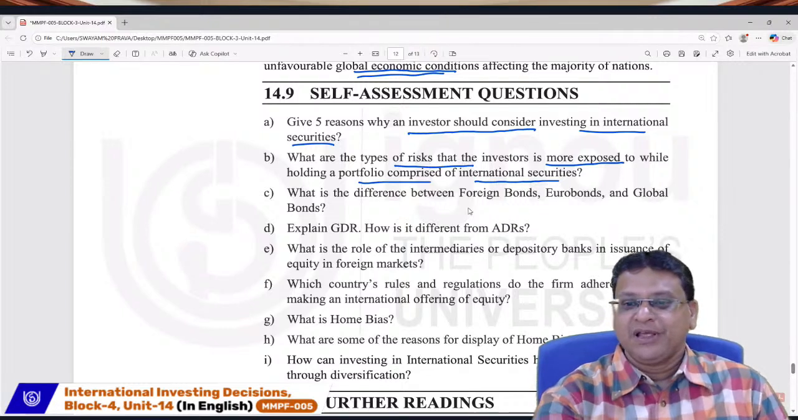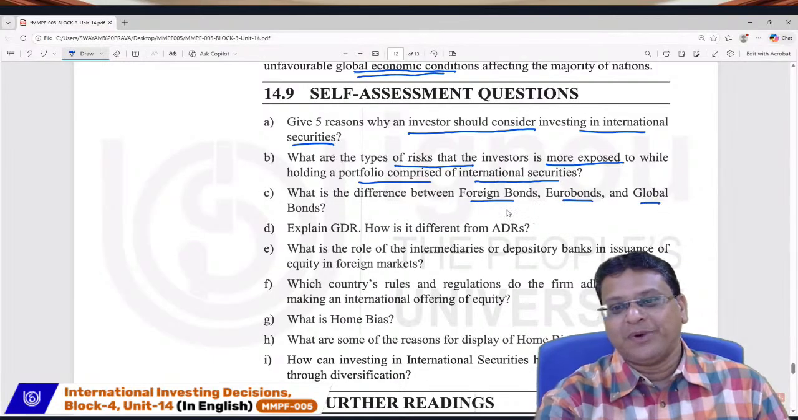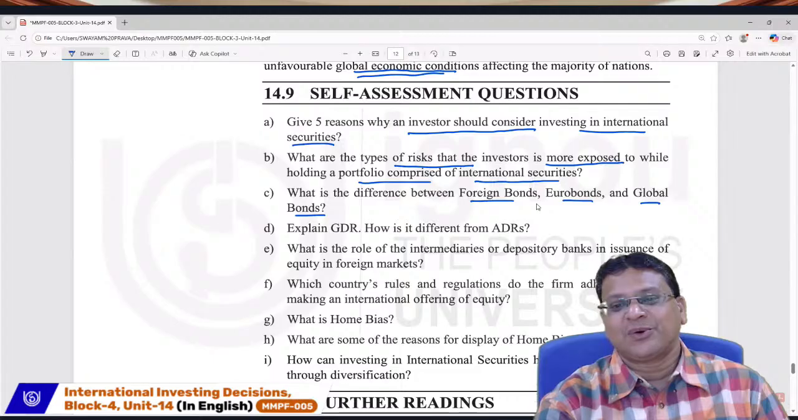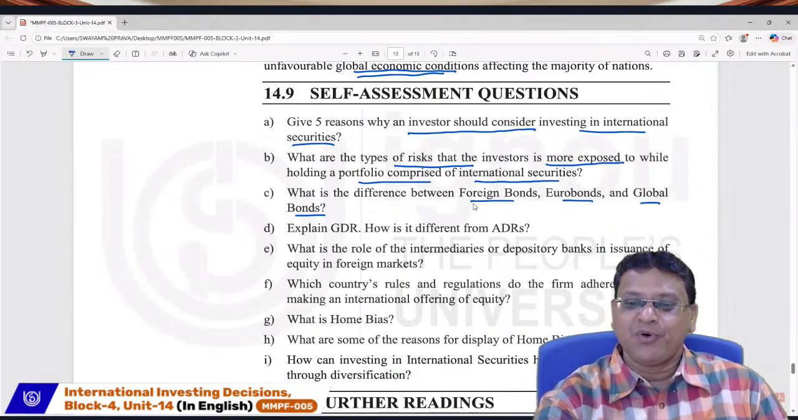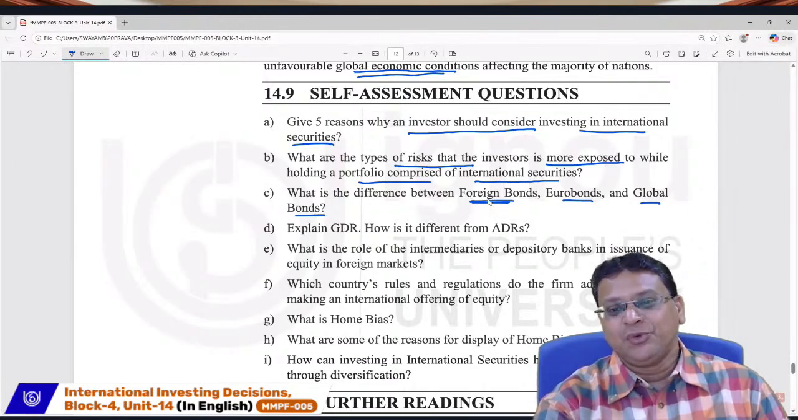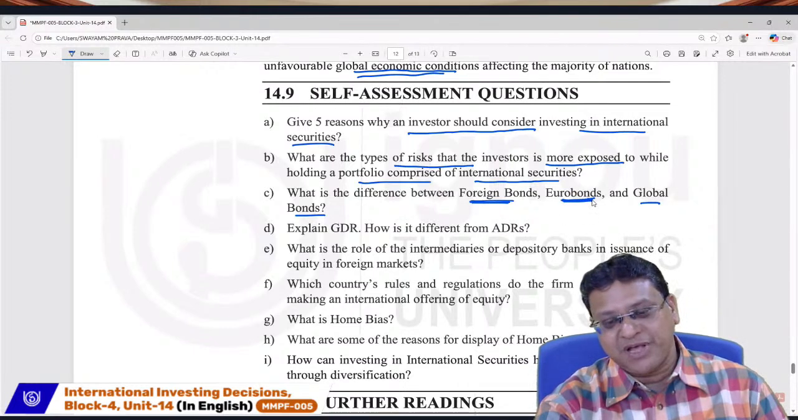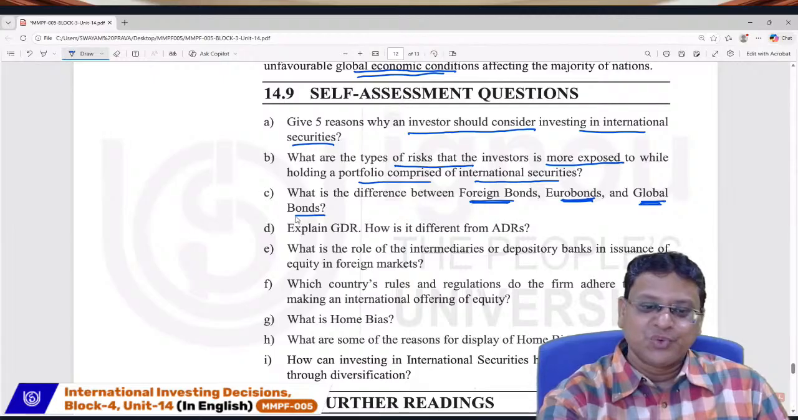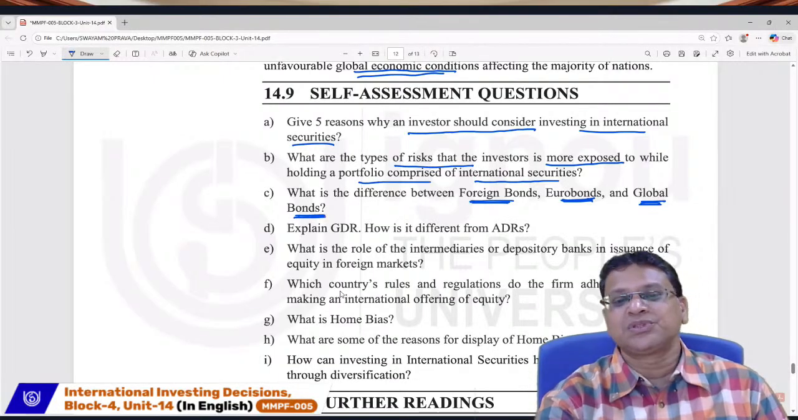What is the difference between foreign bond, euro bond and global bond? We have discussed foreign bonds and euro bonds. This depends upon the market in which it is issued and the currency in which it is issued. In case of foreign bonds, both the currency of the issuing market and the denomination of the bond are the same. But in case of euro bonds, the currency of the issuing market and denomination of the bond are different. And global bonds are the bonds which are issued simultaneously in 2-3 markets.